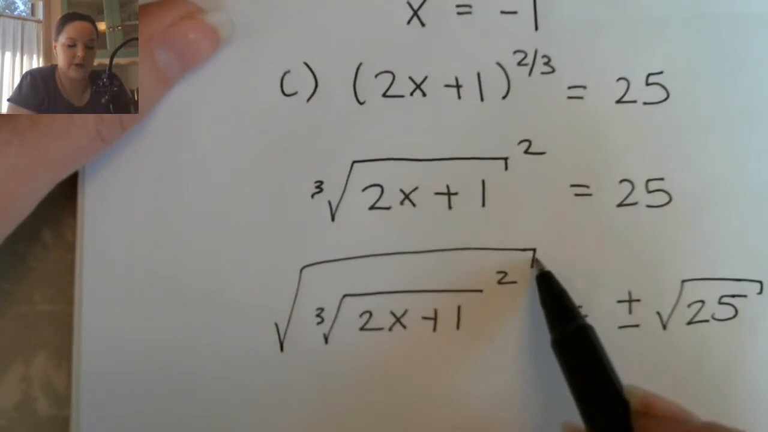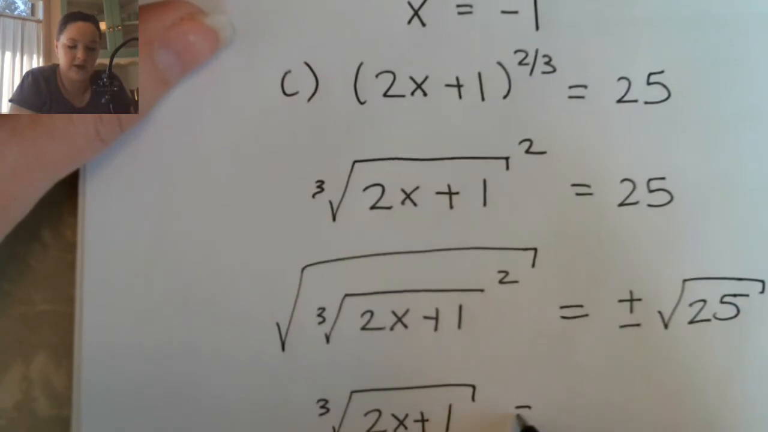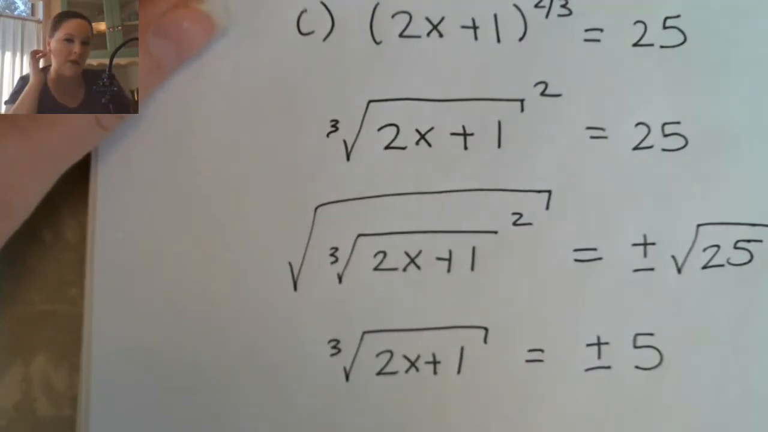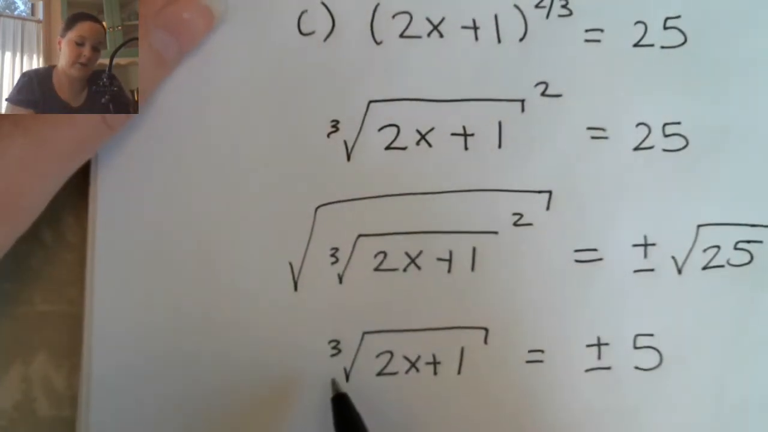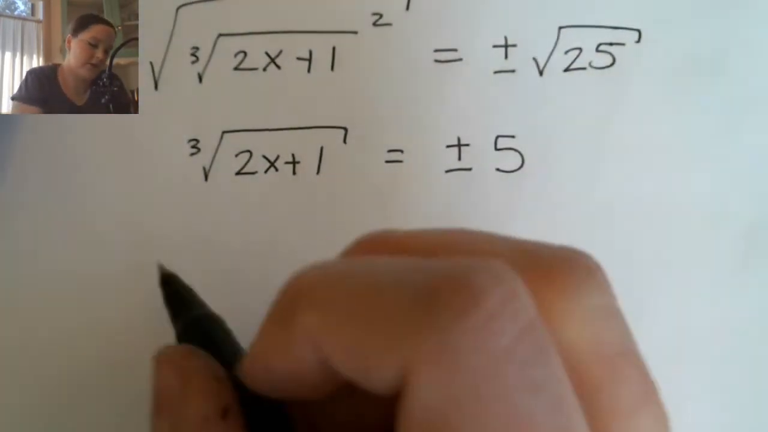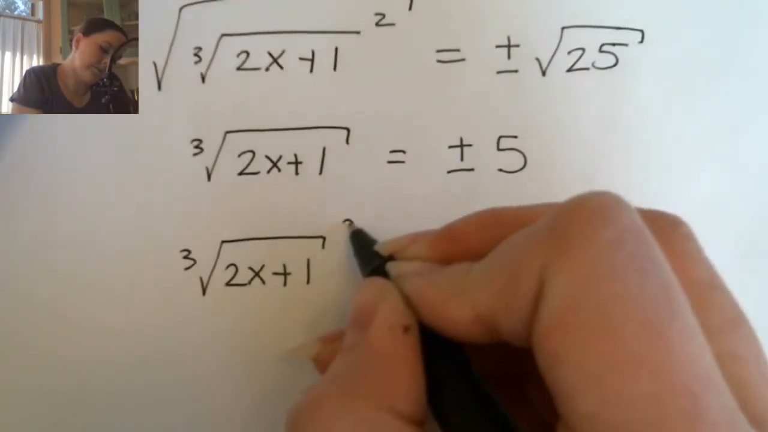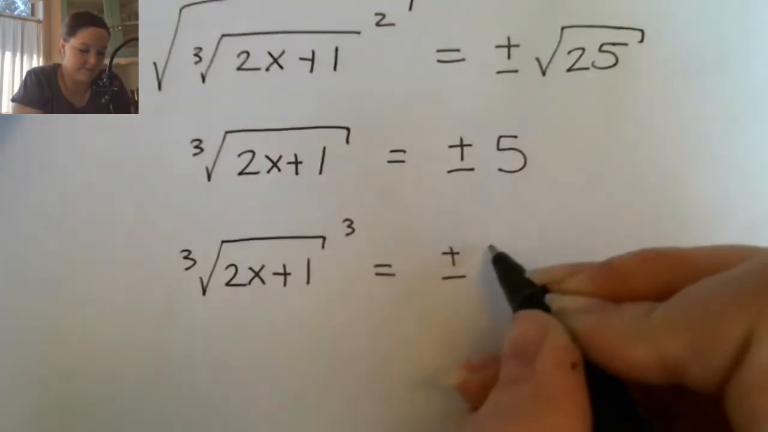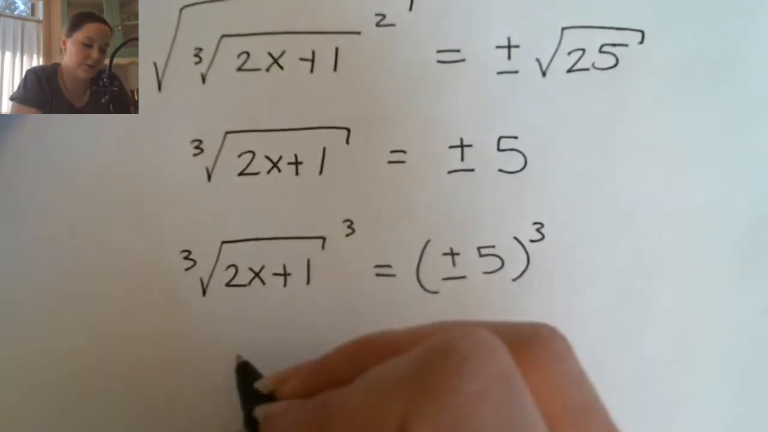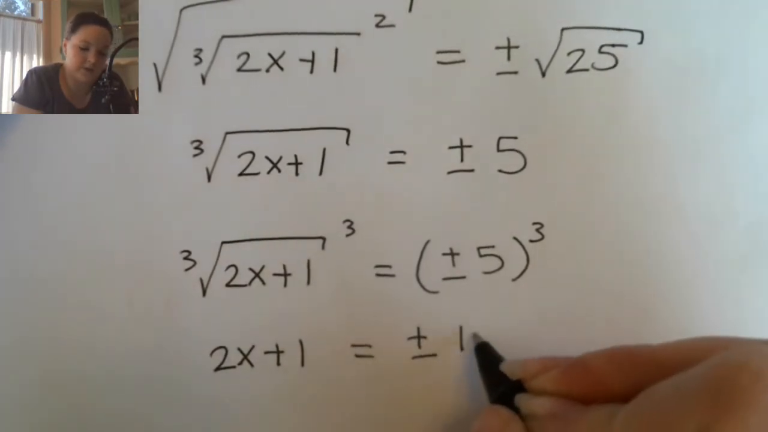Okay, so square root of a square, those cancel. Okay, now I'm going to get plus or minus 5. Okay, now I need to get rid of my cube root, and I'm going to do that by cubing both sides. Okay, so the cube of a cube root is just the radicand. Okay, and over here I'm going to get plus or minus 125.